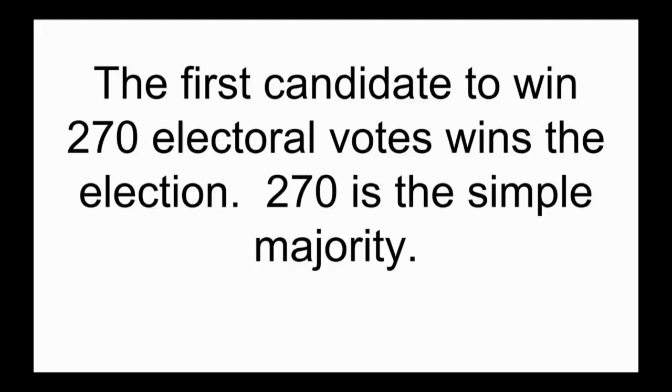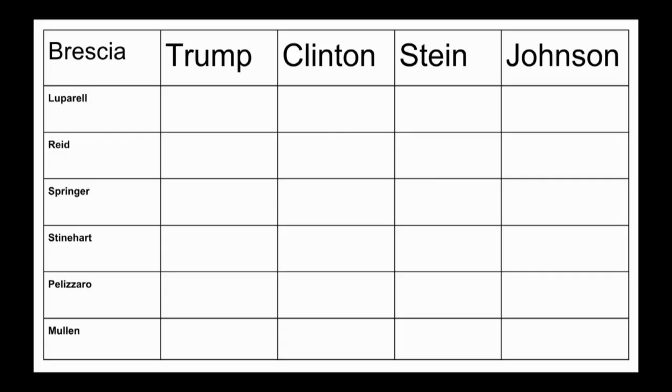The first candidate to reach 270 electoral votes wins the election, and 270 is just the simple majority, which means that it's one more than half. So after all the numbers were tallied from last week's mock election, here are the results broken down by advisements. Drum roll.